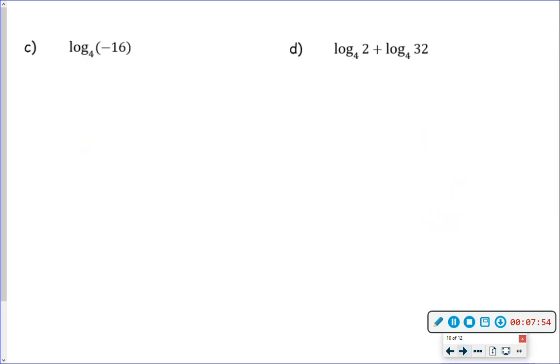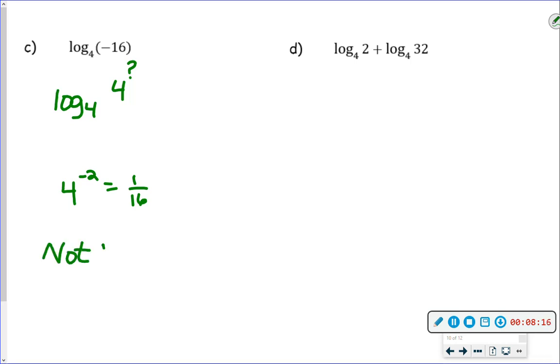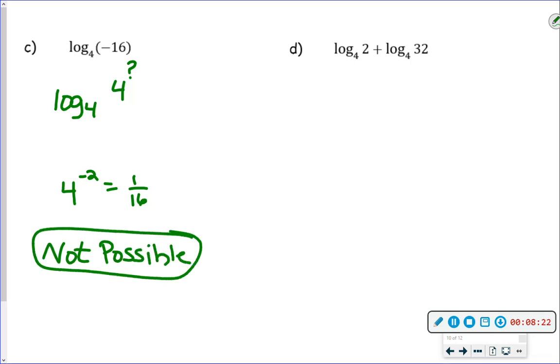Okay, I'm worried about this guy because, of course, I have to rewrite that -16 as 4 to some exponent. Well, I can't use squared. 4 squared is +16. I can't use -2 because that kicks it into a fraction form. So there's no exponent I can possibly use that's going to result in -16. Not possible. We can't do the log of a negative value. You can't make the exponent work out.